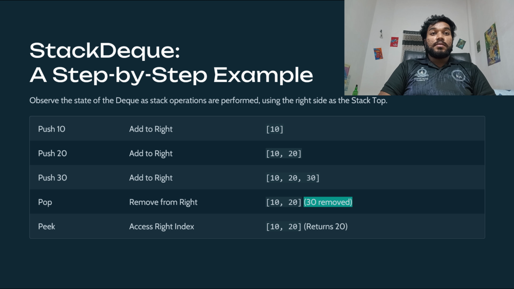How StackDeque works. Let's take a small example to understand StackDeque. Imagine we push values 10, 20, 30. Using a deque, we add these values to the right side. 30 is the top. If we call pop, the element removed is 30. After that, if we call peek, the value we get is 20. So the behavior is exactly like a stack, but internally it uses a deque.